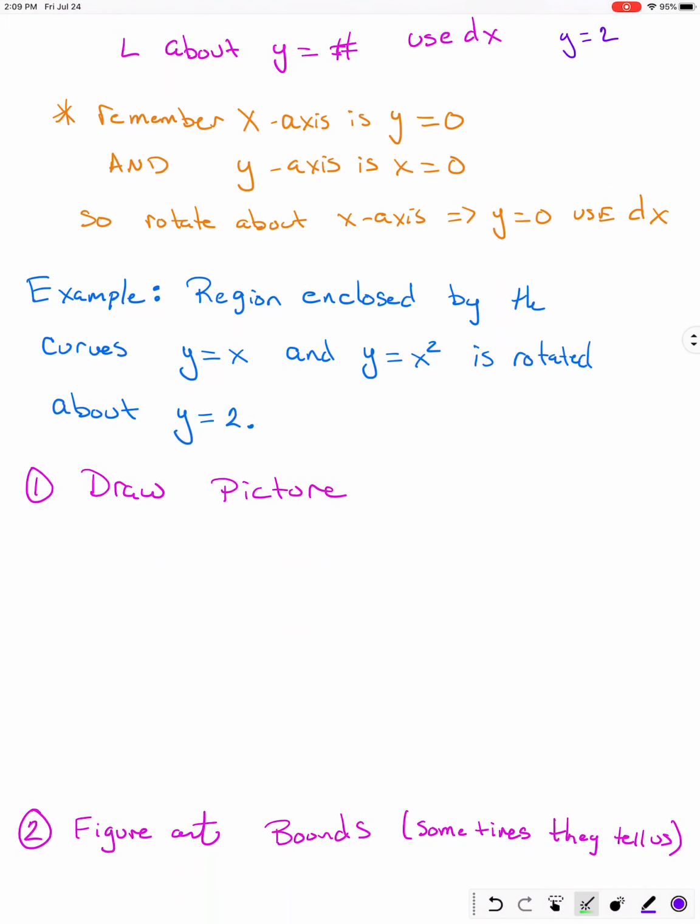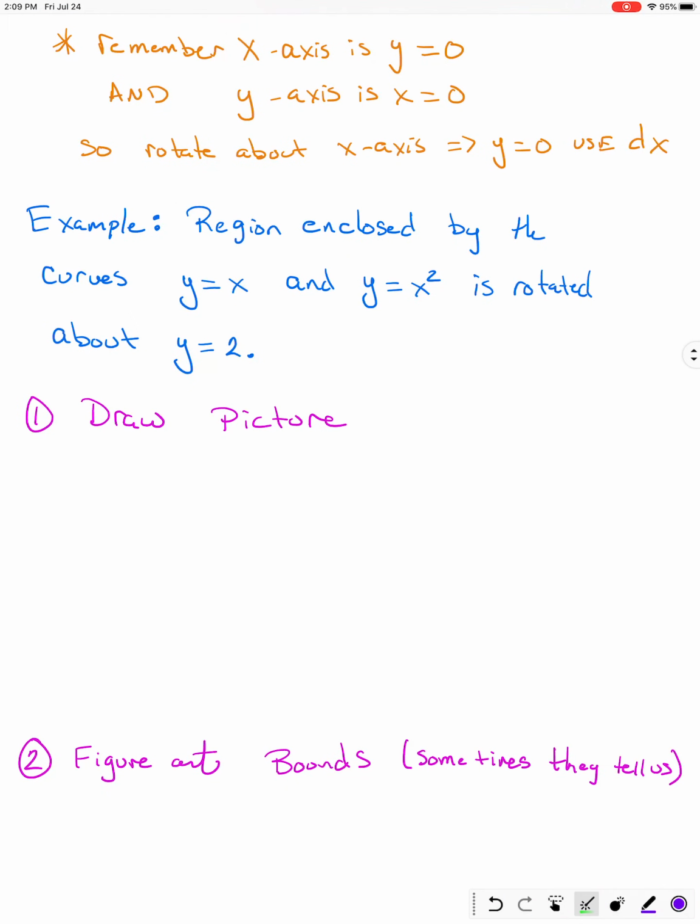Okay, so let's do an example. I have a region enclosed by the curves y equals x and y equals x squared, and we're rotating it about y equals 2. So the first thing we always do is draw a picture. Draw a picture, draw a picture.